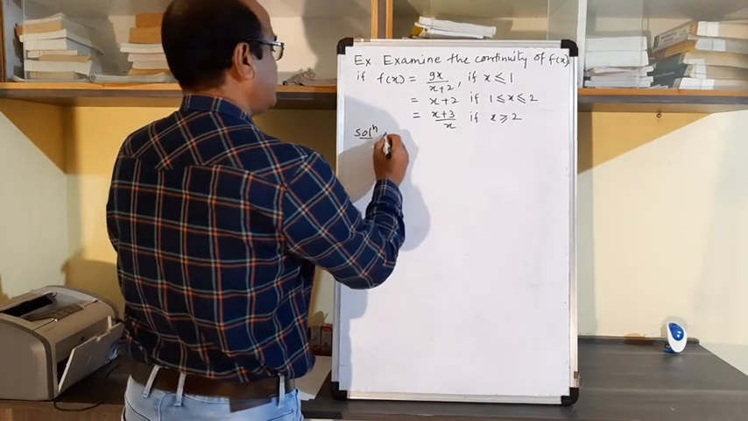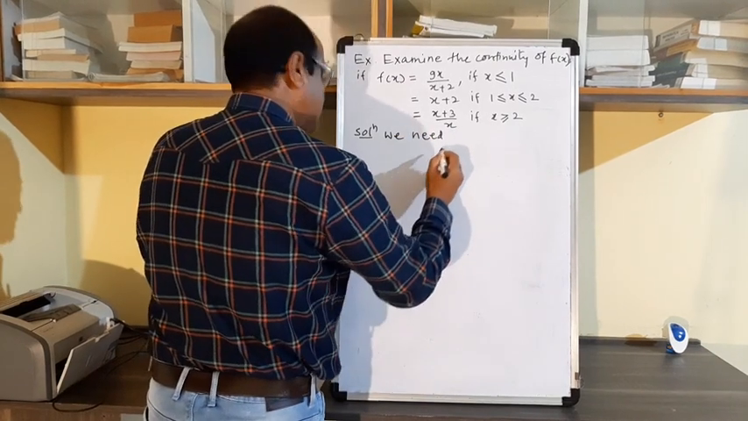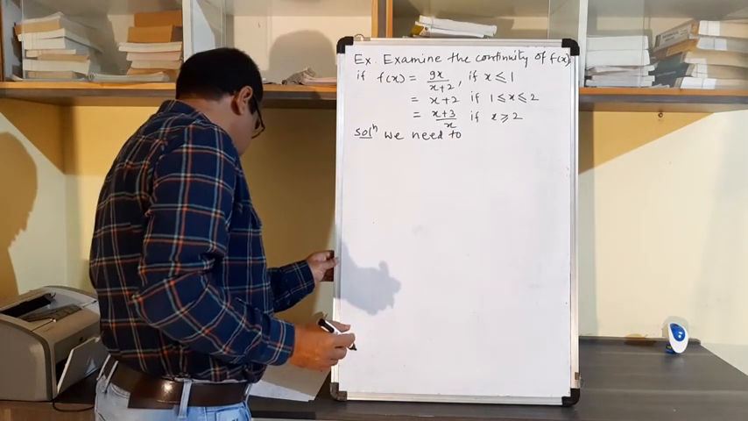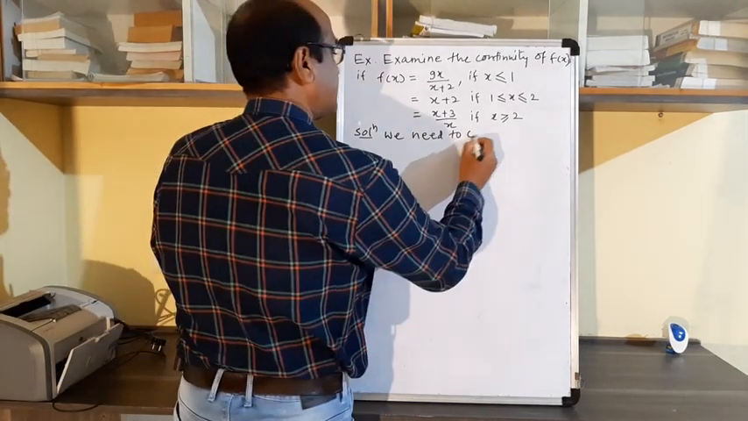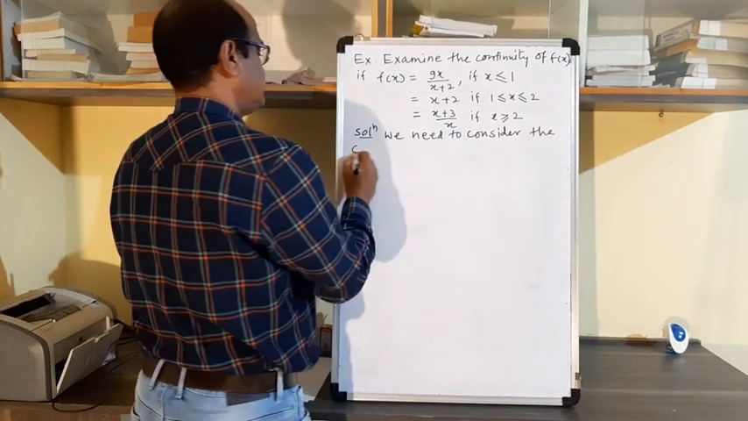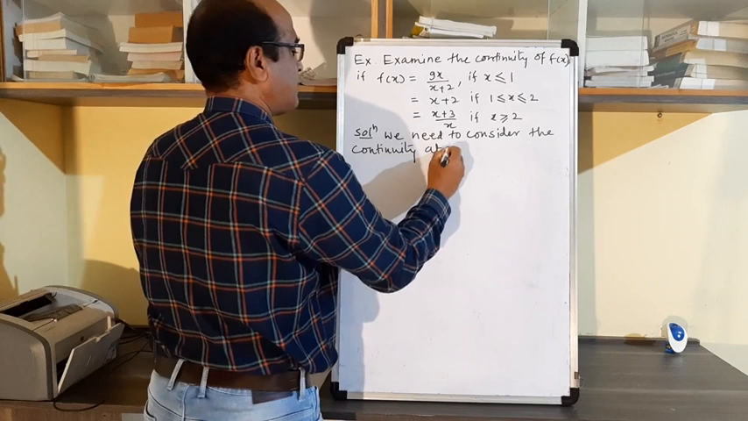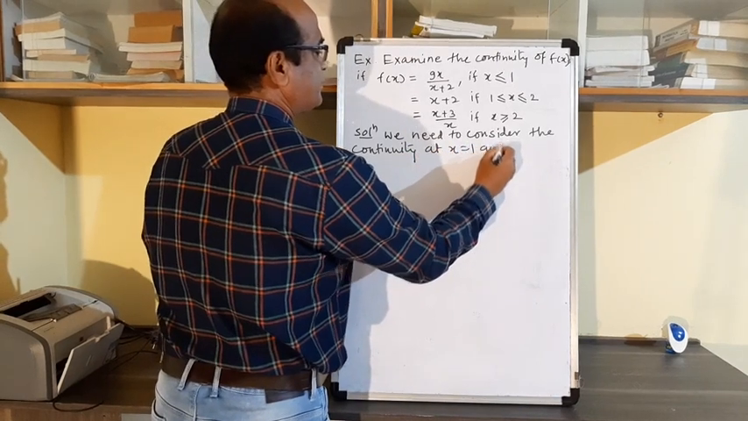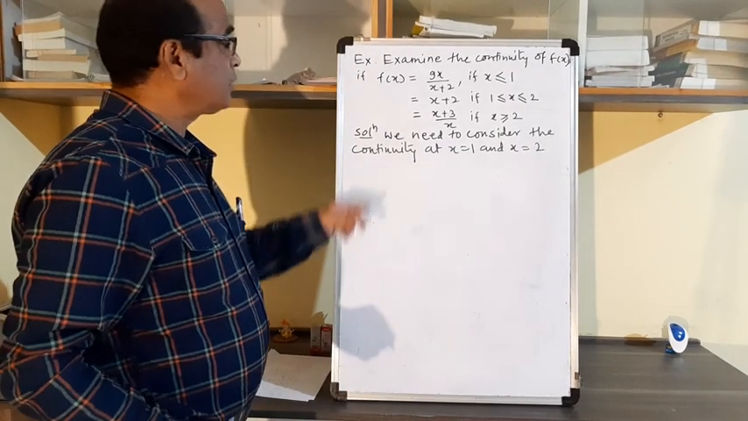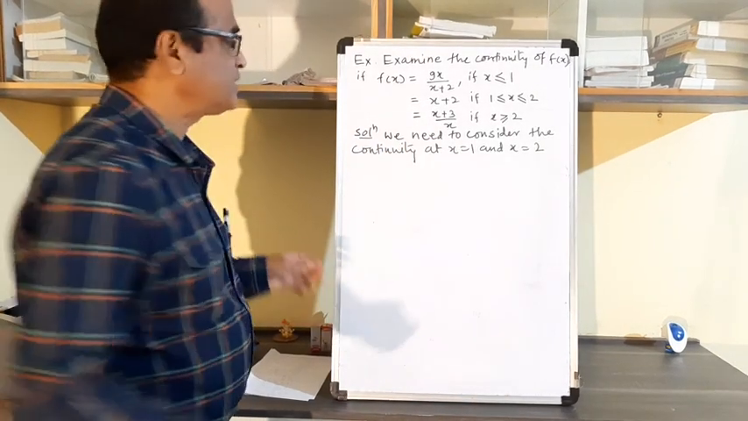Okay, so we need to check the continuity at the points x is equal to 1 and x is equal to 2. Why do we test the continuity of the given function at x is equal to 1 and x is equal to 2? So that is a very simple one.